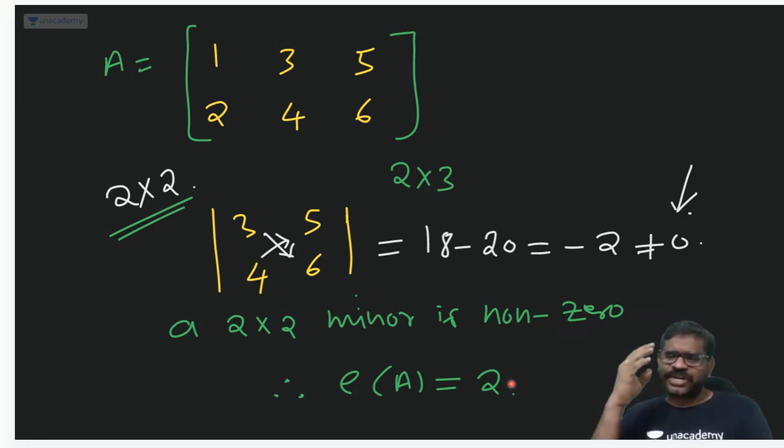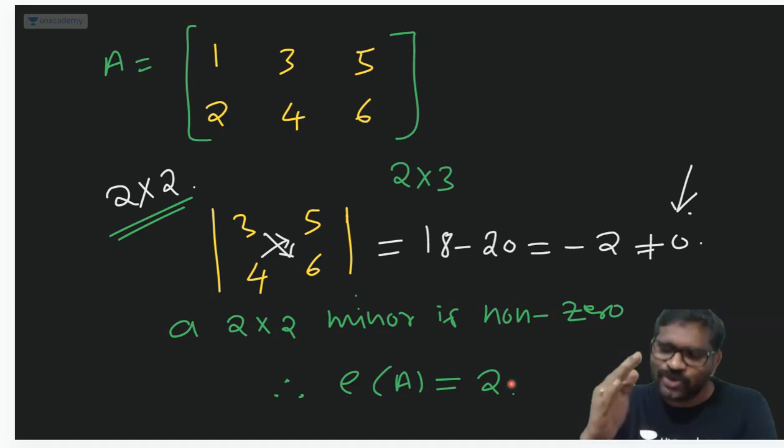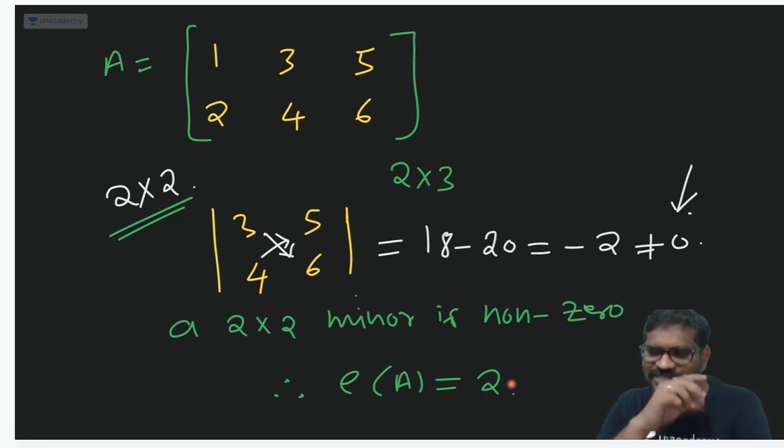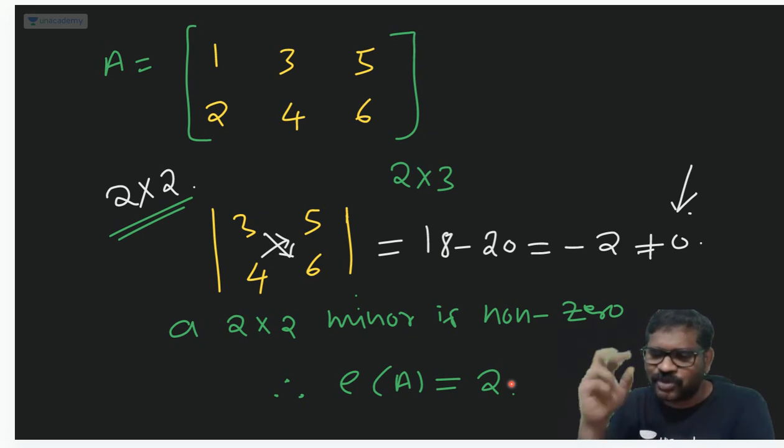Generally, students' thought process is, sir, if it is non-zero, rank is 2. Okay. Suppose if it becomes 0, what do we have to do? I am coming to that. First, let me explain the basic definition. Do you understand this? I'll give another example. Next, I will come to what happens if it is 0.